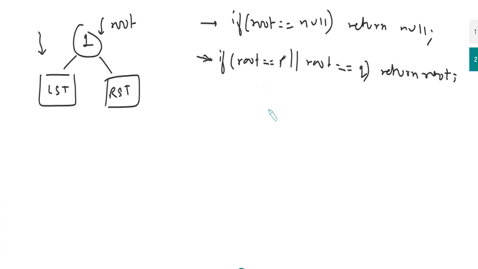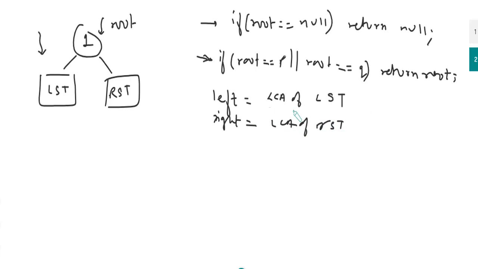What is the third case? If these two conditions are not true, I will check in the left subtree and the right subtree. So I will find whether my left node is present or not. I will find the LCA in the left subtree and the LCA in the right subtree. I will tell you what these two things are, LST and RST. If any of the left node or the right node is null, the other one is the LCA. We have seen one case where left is not null and right is not null, so root will be the LCA.